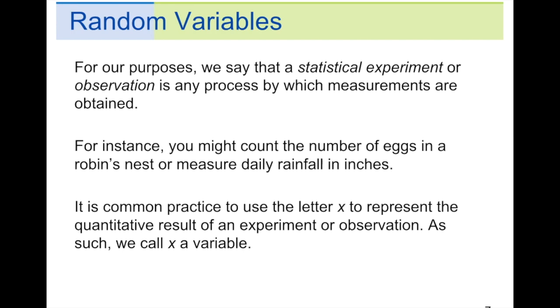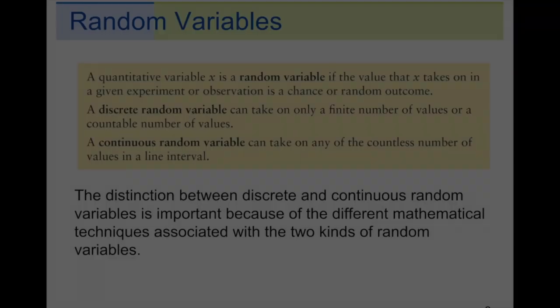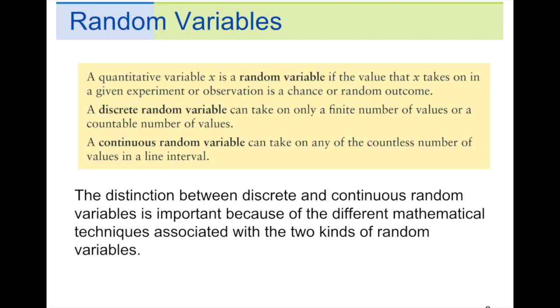So x is whatever you're looking for. Like if you're counting eggs in a robin's nest, maybe you're looking for 2 eggs or 3 eggs or 4 eggs or 7 eggs. X represents whatever number of eggs you're looking for. A quantitative variable x is a random variable if the value that x takes on in a given experiment or observation is a chance or random outcome.